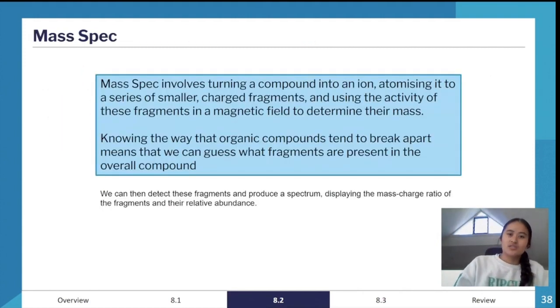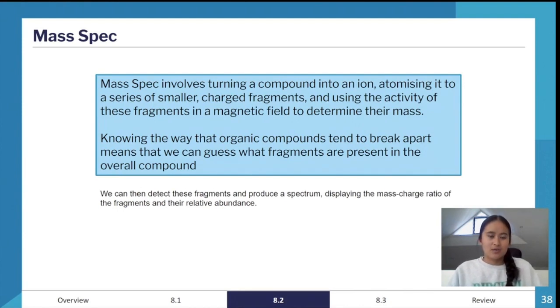Mass spec involves turning a compound into an ion. What happens is an electron beam passes through and makes it into a bunch of smaller charged fragments, and these are then passed through a magnetic field, and when they move through that magnetic field, they go in certain directions, and that helps determine their mass. If it's a lighter mass, the magnetic field would move it more because it's lighter. If it's a heavier mass, the magnetic field will move it less because it's heavier.